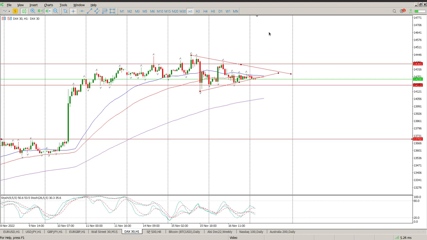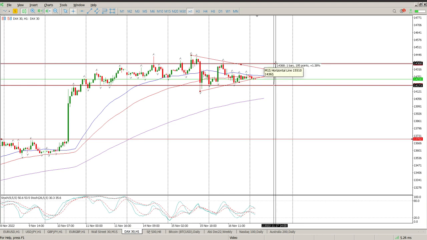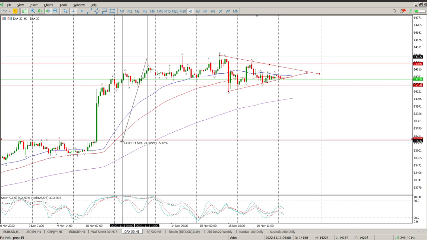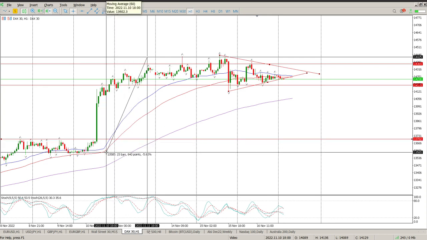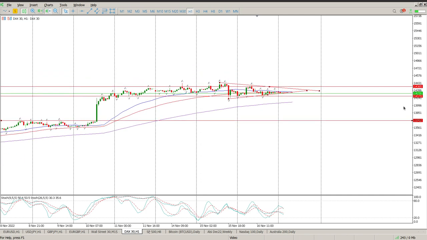And that move up would be broken up into two things. The first one would be the height of the range, so it would be 195 points. And then the second one would be something along the lines of 840 points measured from the bottom here. So that's kind of the view that I've got at the moment. But until we break through this range, I am sitting on my hands.